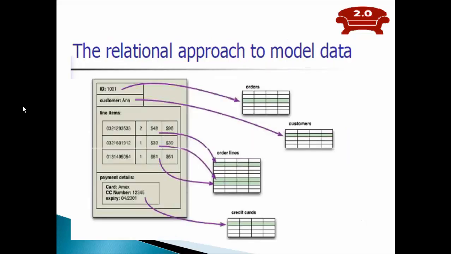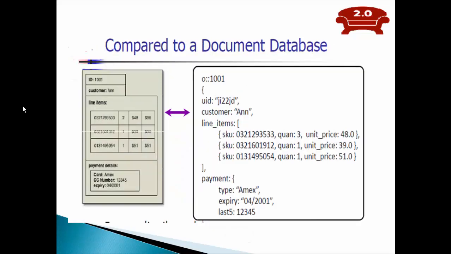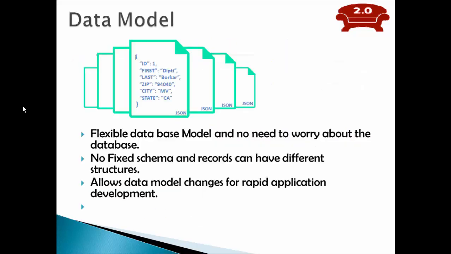And compared to a document database, if you look at the previous slide, you can see how the document is being converted into various tables. But in this screen, you are converting the same use case into a document, which is nothing but a JSON document, a key value pair, which makes sure that your user ID, customer, line items, and payment details are mapped in key value pairs. And this is the data model, how it looks.